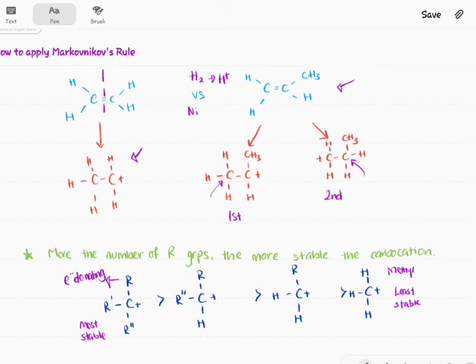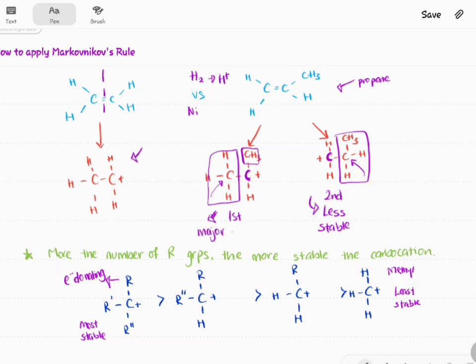So back to the case of the propene, we have the two carbocations. If you take a look at which one has the greater number of R groups, you can clearly see that for the carbocation on the left-hand side, you have an R group here and another R group here. Whereas on the other side, for this carbocation, you have only one R group, which categorizes it as less stable. Since this is less stable, it will not give you the major yield, whereas this carbocation will move on to the major yield.